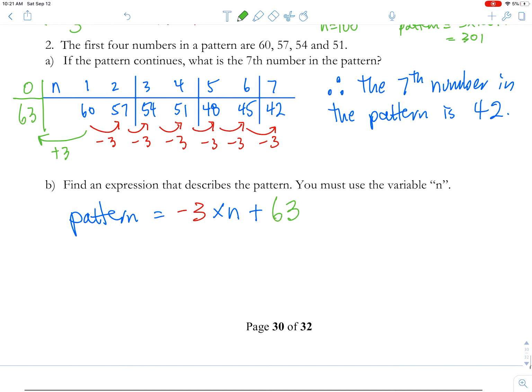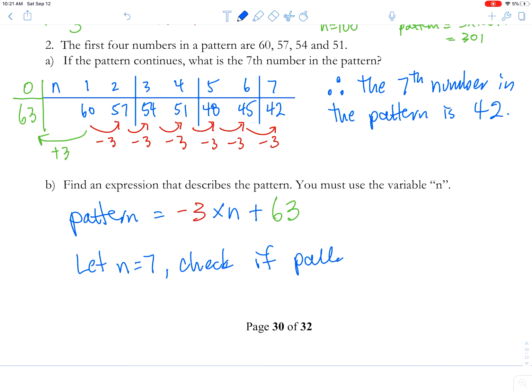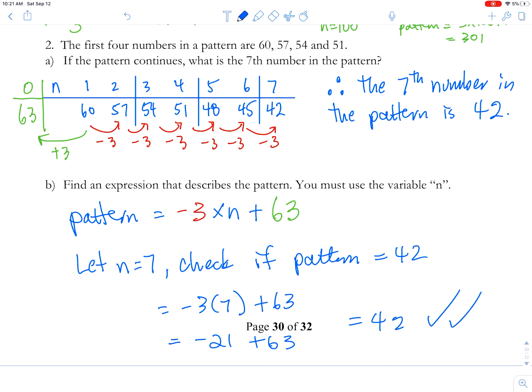And one way for us to check whether this is right, I'm going to let n equal 7 and check if pattern equals 42. So that would be minus 3 times 7 plus 63, which would be minus 21 plus 63, which happens to equal 42. So that means that I'm pretty confident that the expression is the right one for the pattern.